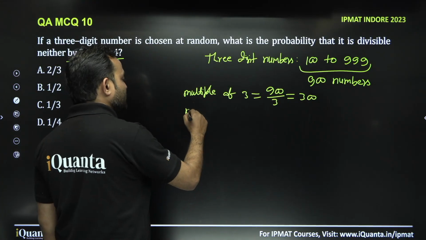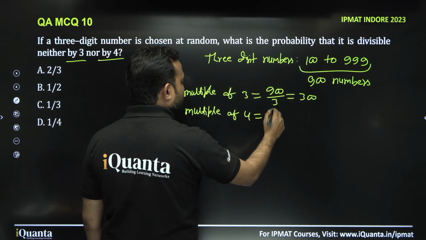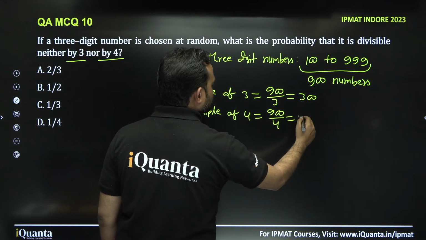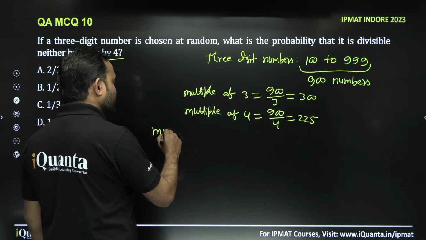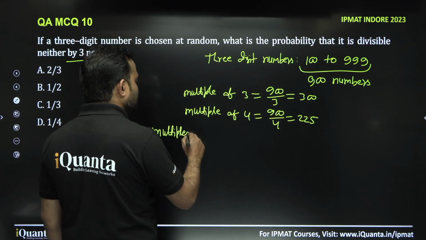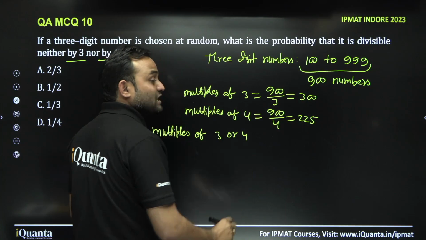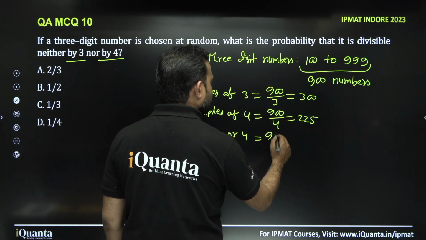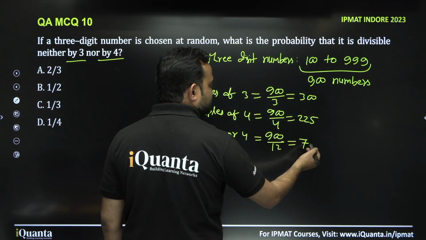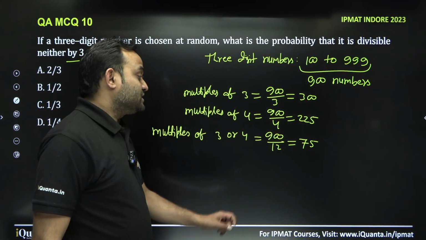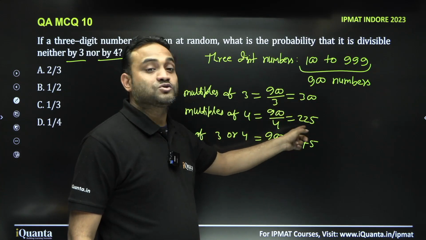How many of these numbers will be multiple of 4? So out of these numbers, 900 by 4, a total of 225 numbers will be multiple of 4. And how many of these numbers are multiples of 3 or 4? Means multiples of 12. So 900 divided by 12 gives us 12 into 7, 84, 60, so 75. So these 75 numbers are a part of these 300 numbers as well as these 225 numbers.